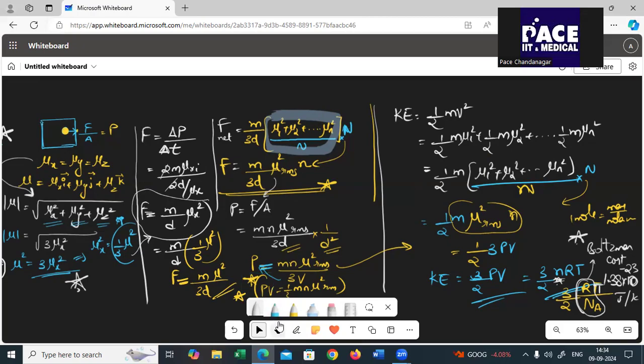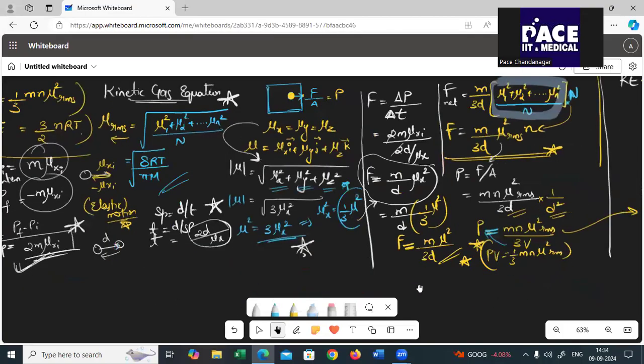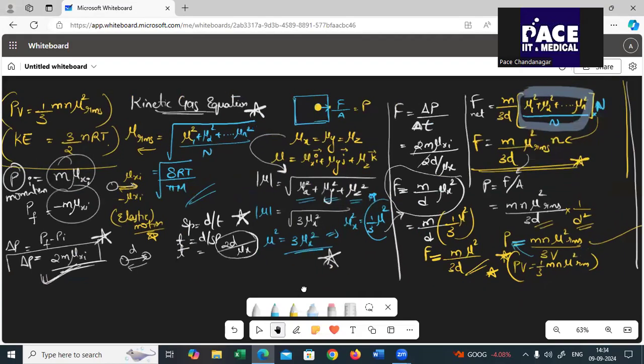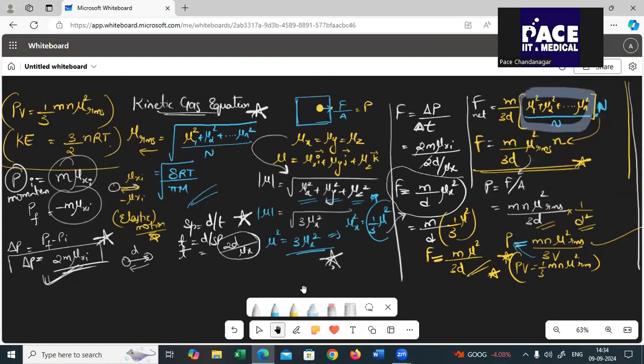So I'm just going to recapitulate everything now. The kinetic gas equation we have is PV is equal to 1 by 3 mn u square RMS. Where is this coming from? I have a molecule which is hitting the walls of the container. As it hits the walls, some force is exerted by this molecule on the walls of the container. So force by area is my pressure, right?